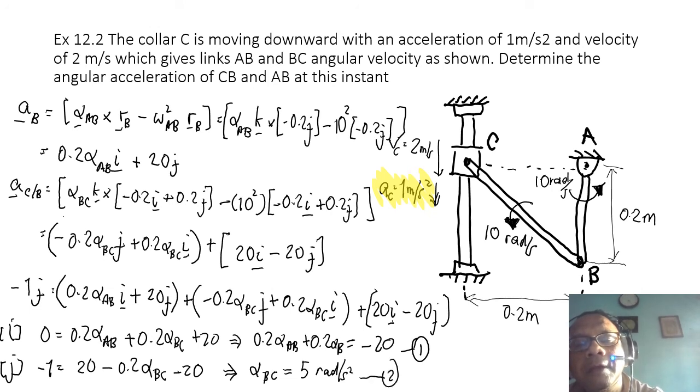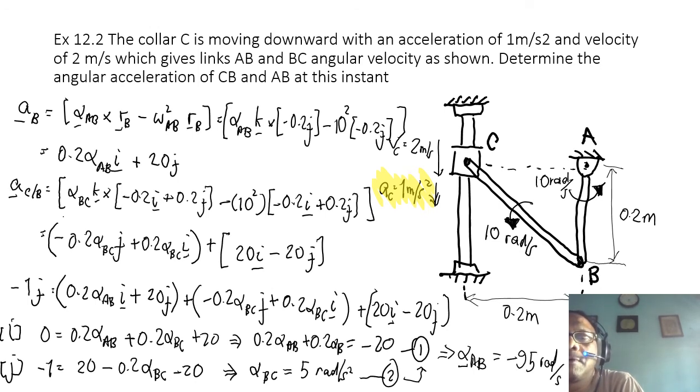So when you know alpha BC, you can substitute the value here and you will then get your alpha AB to be minus 95 radian per second square. So that's the answer to the questions that you are looking for.